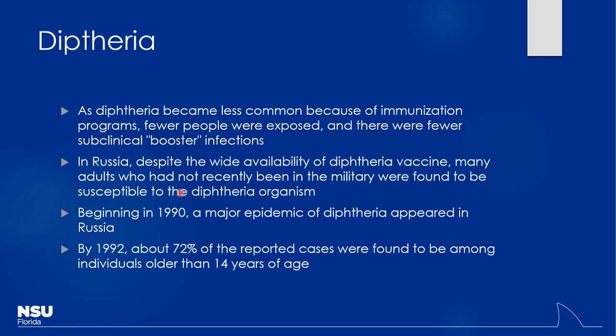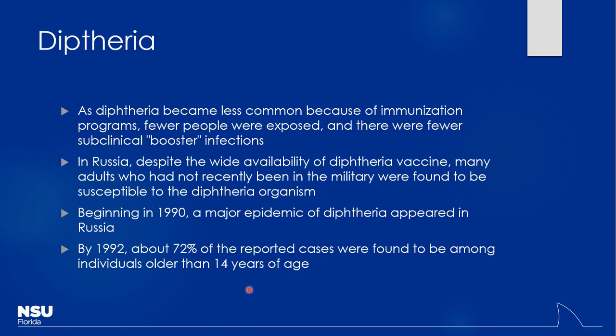And they said epidemic is just what? Increase over the normal, right? So increased incidence of disease over what the historical normal would have been. And so now you have this major epidemic of diphtheria that was starting to pop up in the 1990s. And then by 1992, around 72% of those cases happen to be in individuals who are older than 14 years. So again, even if they got vaccinated as babies, what they found was that past that 14-year mark, your susceptibility tended to go up.